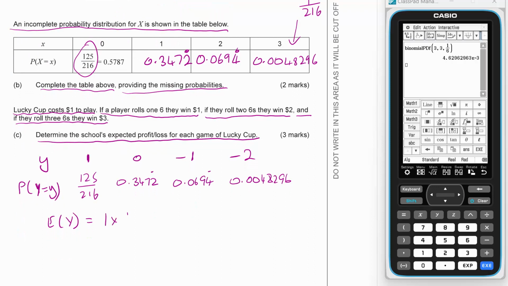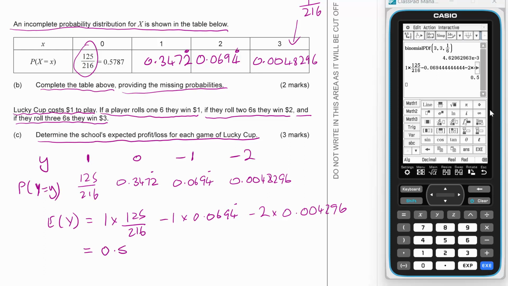So it's just going to be 1 times 125/216, take away 1 times 0.0694 recurring, take away 2 times 0.004896. And so we have 1 times 125 over 216. I'm just going to click this into decimal. And then I've got take away 0.0694444444, take away 2 times my last answer, and that gives me 0.5. And so the expected winnings are 50 cents.